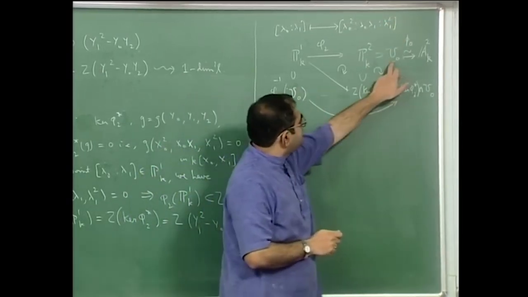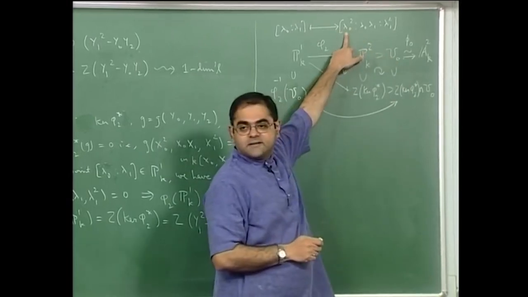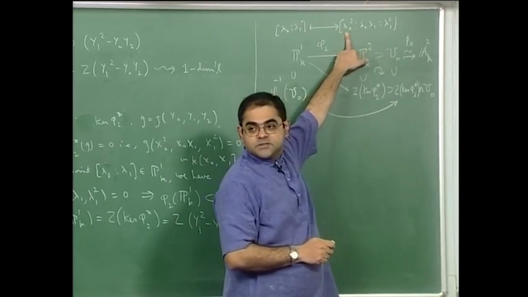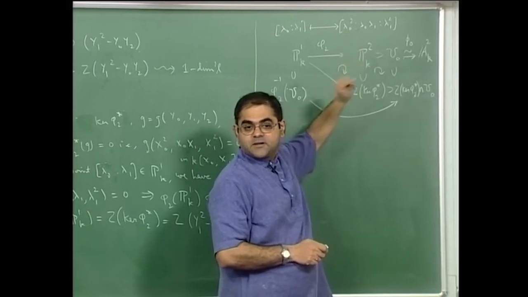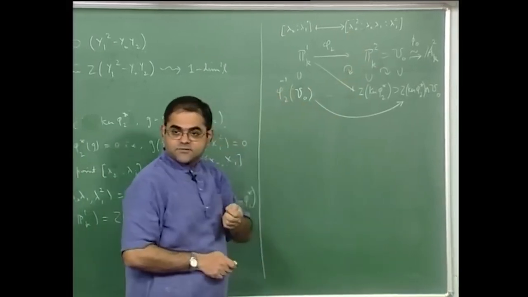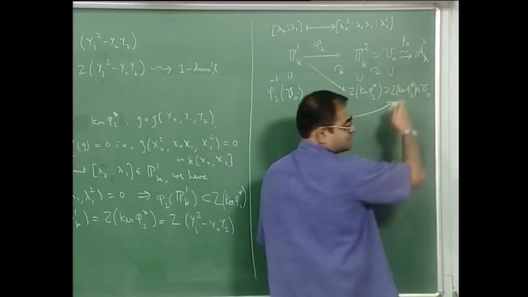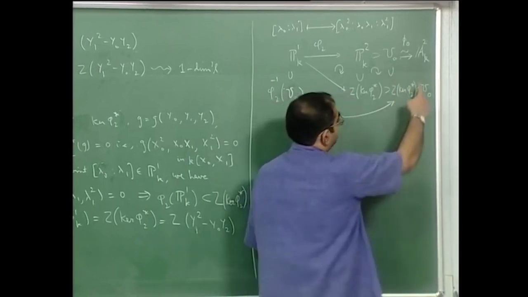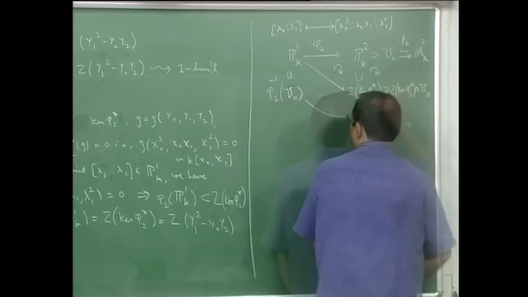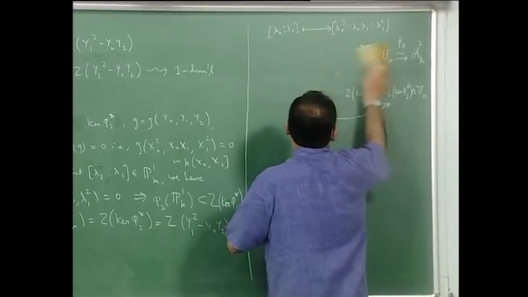And the moment I go into u naught, that means that my lambda naught squared is not 0, and lambda naught squared is not 0 means that lambda naught itself is not 0. The point is that this is an affine variety here. I need a larger diagram, so let me draw it again.